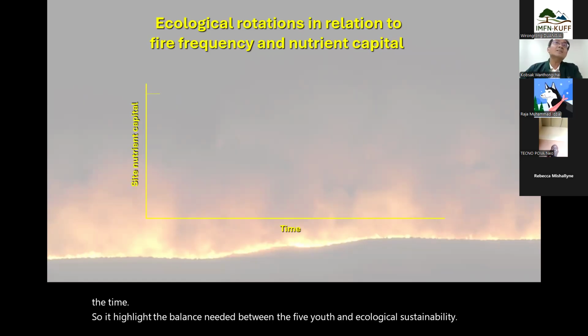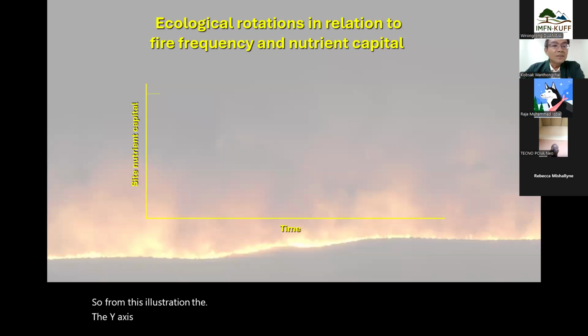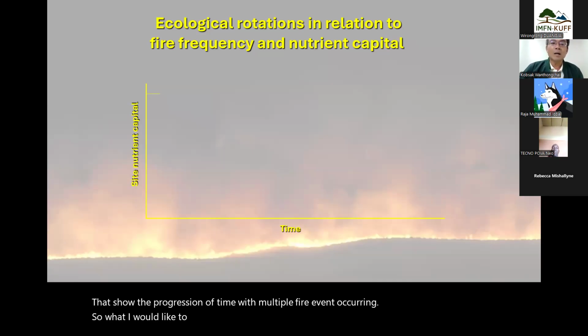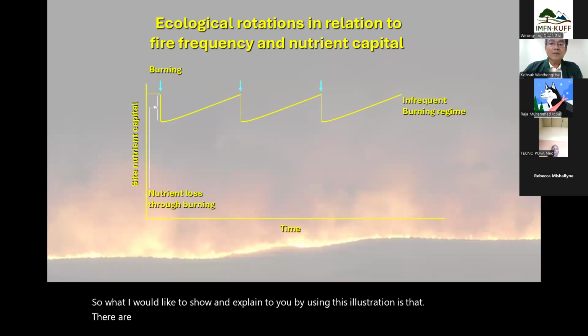So from this illustration, the y-axis represents site nutrient capital, and the x-axis represents timing, showing the progression of time with multiple fire events occurring. What I would like to show and explain to you using this illustration is that there are three fire regimes compared here.